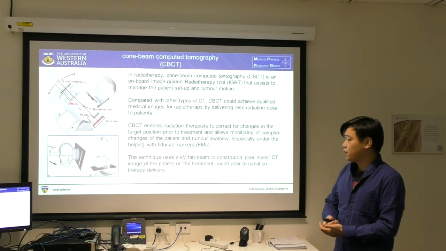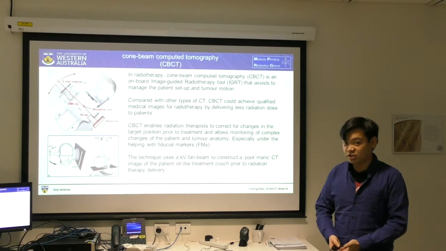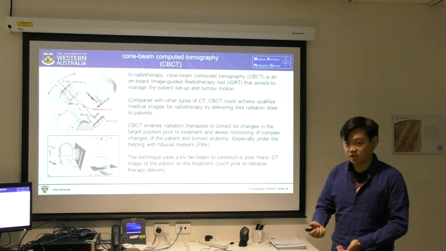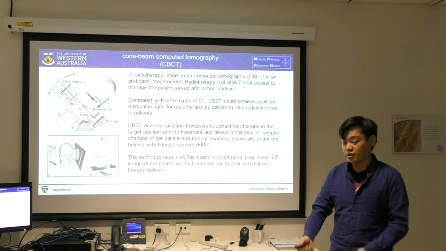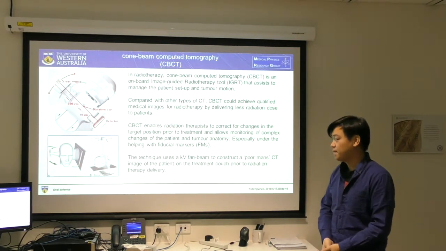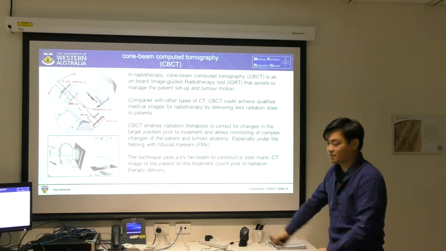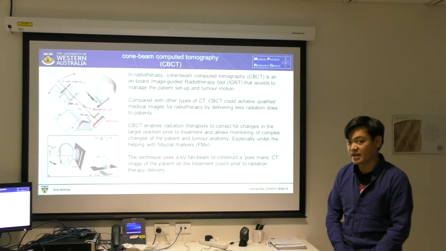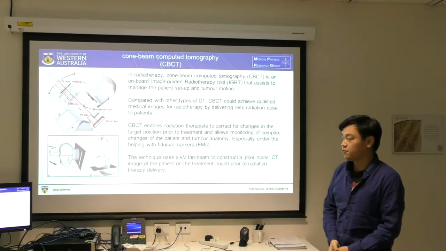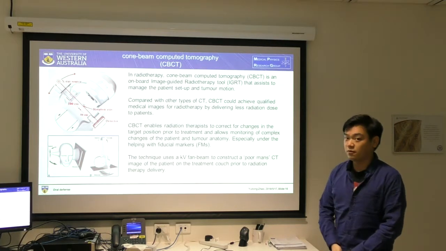Hence, in this way, the cone beam CT could enable radiotherapists to correct the position of the patients and monitor the anatomy structure of the patients while we are doing the radiotherapy, especially with the help of the fiducial marks. So, for the sake of achieving all of this, we need to sacrifice something, and that something is the resolution of the image. Compared with the traditional CT, the image resolution of the cone beam CT is relatively poor, but it is acceptable for the radiotherapy.